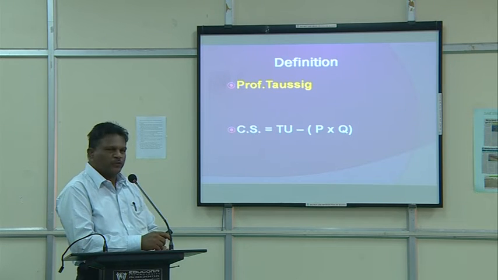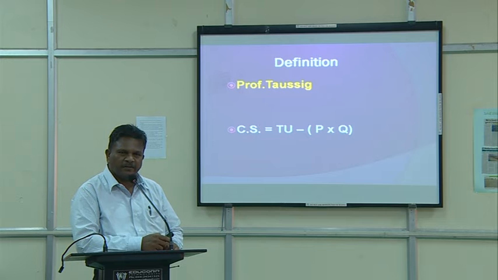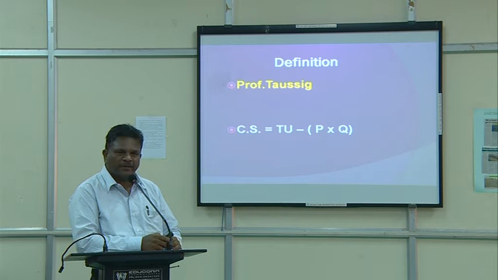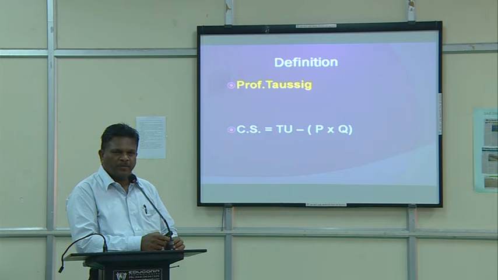The concept of consumer surplus is based on the law of diminishing marginal utility. Suppose the marginal utility is higher than the market price, then the consumer derives excess satisfaction. This excess satisfaction is called consumer surplus.